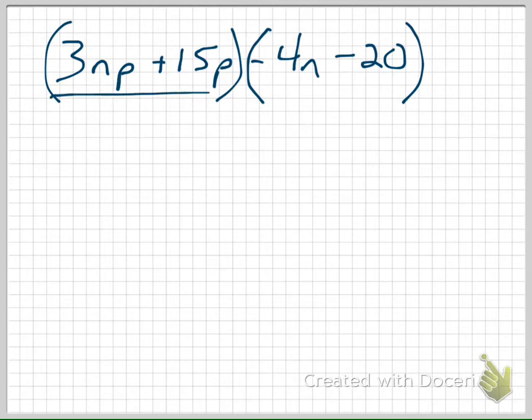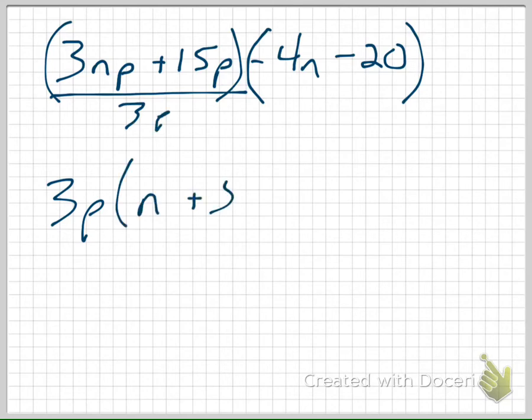What can I pull out of 3np plus 15p? What can I pull out of there? I can pull out 3p. Do you agree? Just from those two, I can pull out 3p. So I pull out 3p, divide this by 3p. What's that leave me with? N plus 5. Do you agree? Did you get that part?